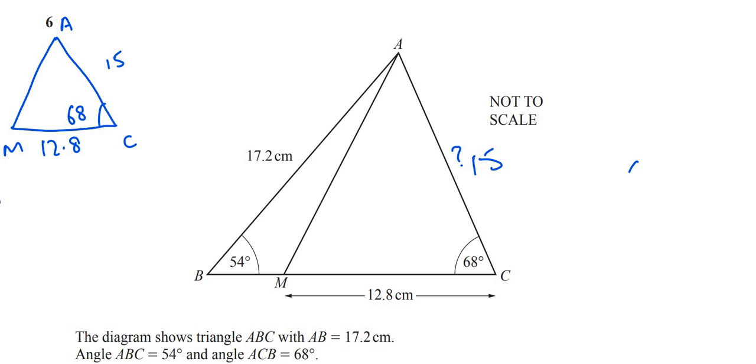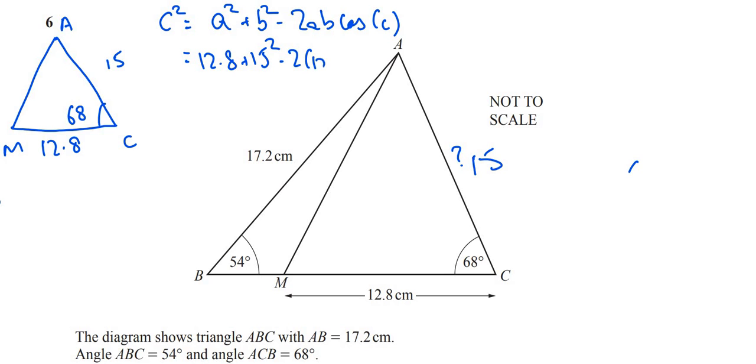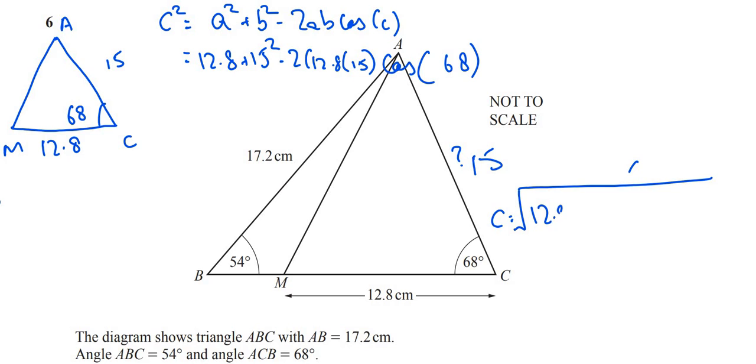So what is the formula for cosine law? Cosine law is C square is equal to A square plus B square minus 2AB cos C. Alright, so it is going to be 12.8 square plus 15 square minus 2 multiplied by 12.8 multiplied by 15 cos C, which is 68 degrees. Okay, so I will now do C is equal to under root 12.8 square plus 15 square minus 2 multiplied by 12.8 multiplied by 15 cos 68.